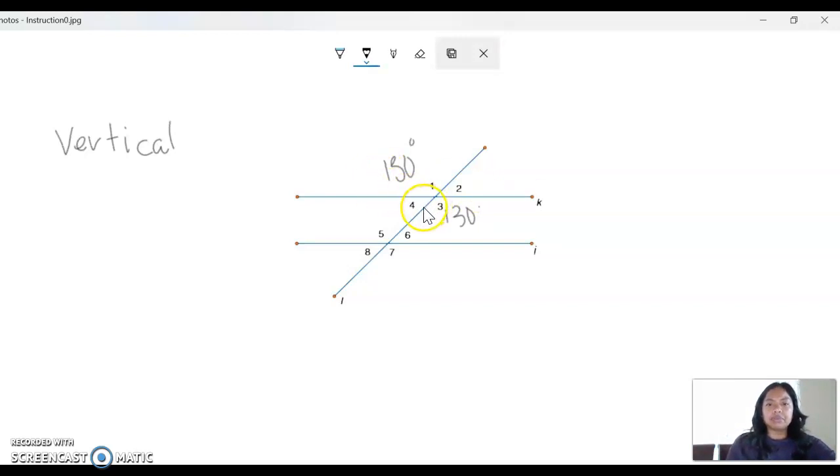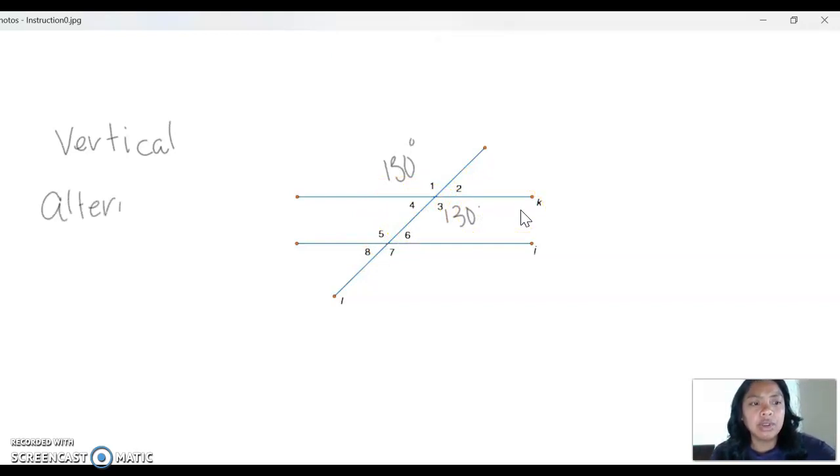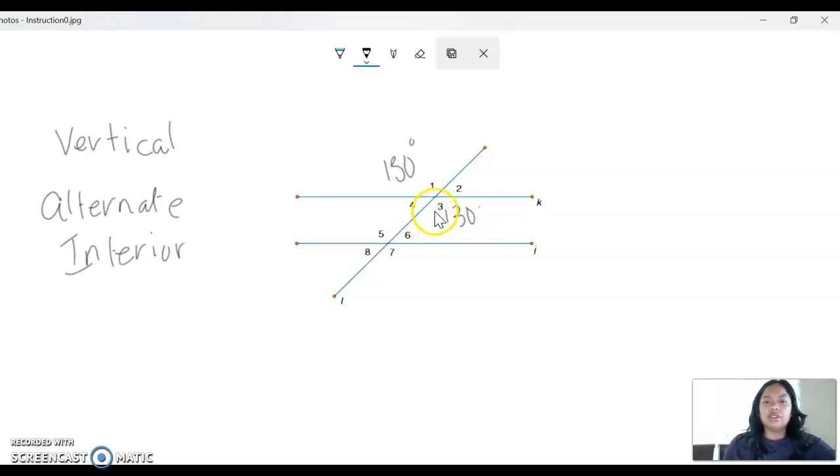The next one, 3 and 5. We learned that yesterday: 3 and 5 are alternate interior angles. They are on alternating sides of the transversal, and interior means they're on the inside of the parallel lines. Alternate interior angles are also congruent, meaning the measures of the angles are the same. So we also have 130 degrees.